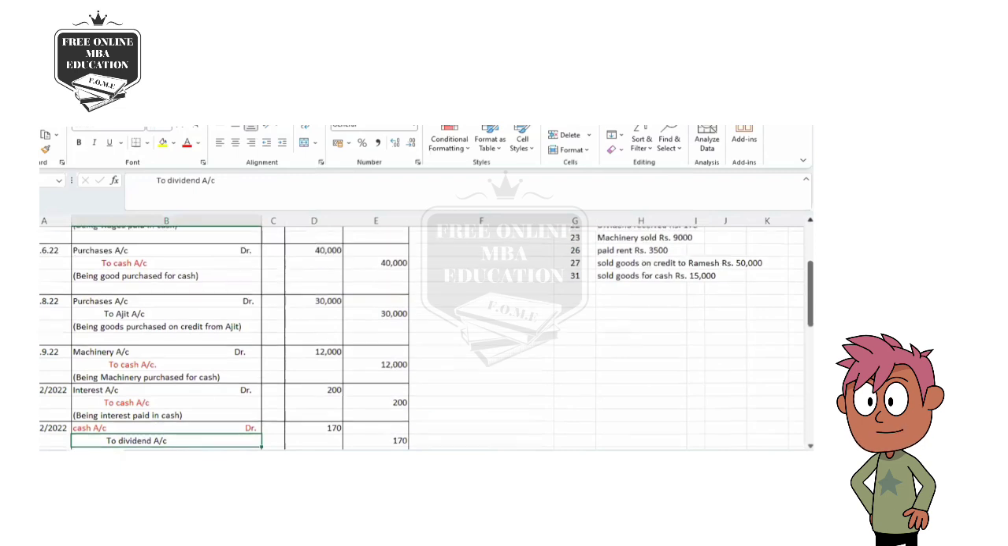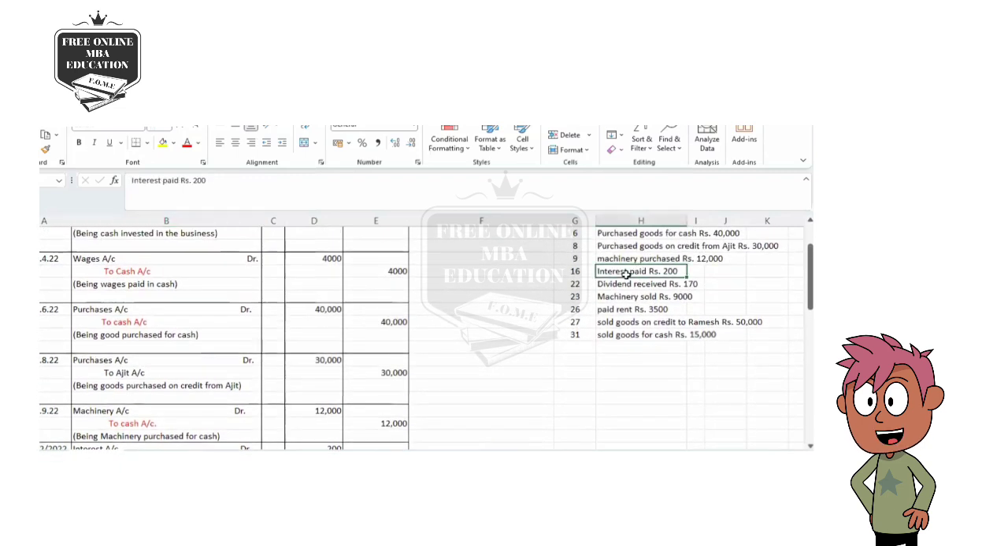Next is interest paid, rupees 200. Interest is our expenditure because we have paid it. So it's going to be expenditure, and by way of paying interest, we have paid cash. So for interest, apply nominal account rule, and for cash, apply real account rule. For nominal account, it's debit all expenditures and losses. So debit the interest, and cash will be out of the business. So interest account debit to cash.